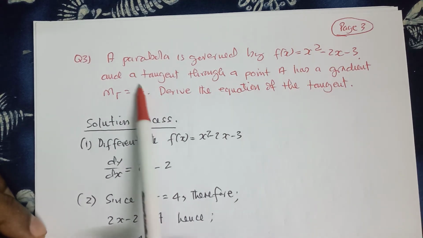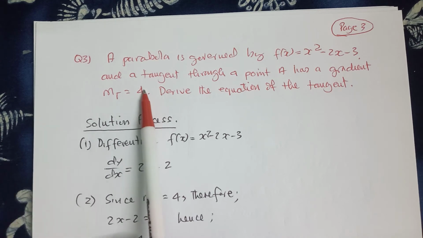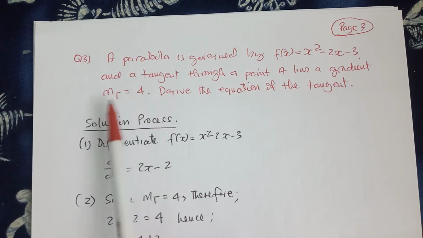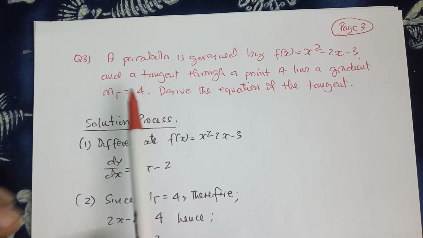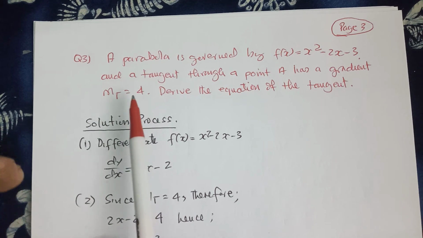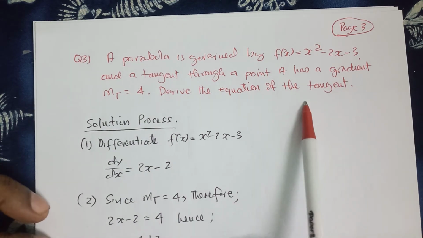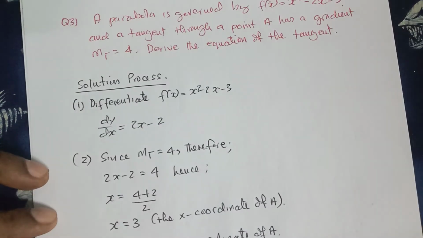Since we need a slope and a point to construct the equation of the tangent, we now need to find the point to use with this slope in order to derive the equation of the tangent. So let's see the solution process.